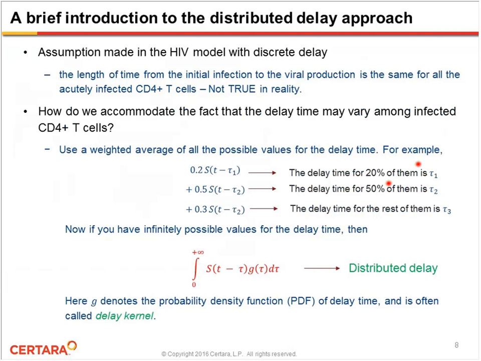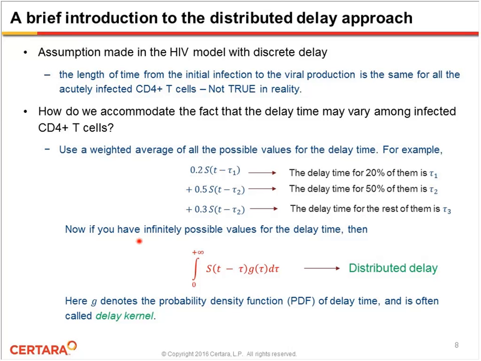time. For example, if we assume that the delay time for 20% of infected CD4 T cells is tau 1, the delay time for 50% of them is tau 2, and the delay time for the rest of them is tau 3, then the sum of all these discrete delay terms is the number of total infected CD4 T cells that can generate the virus at time t.